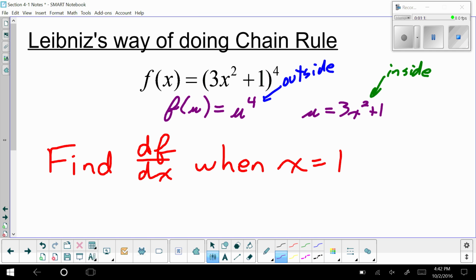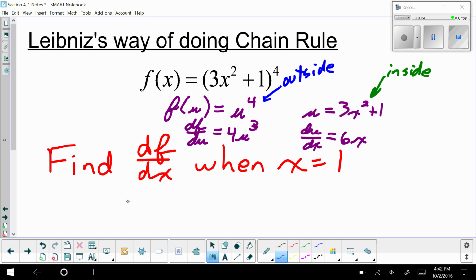So then if we wanted to find the derivative of the outside, what we're really finding is df with respect to u, because our outside function is written in terms of u, that would be 4u to the third. Whereas if we wanted to find the derivative of the inside, that's the derivative of u with respect to x, because this is written in terms of x, and that would be 6x.